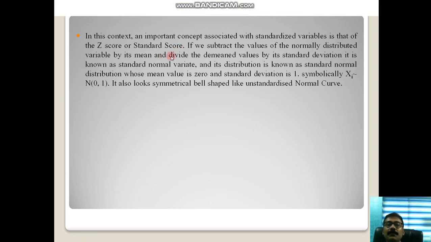Now in this context, an important concept associated with standardized variables is the z-score or normal score. If we subtract the mean from the values of the normally distributed variable and divide by its standard deviation, then it is known as standard normal variate, and its distribution is known as standard normal distribution, whose mean value is 0 and standard deviation is 1. Symbolically we can write zi is distributed normally with mean 0 and variance 1. It looks like a symmetrical bell shape, like the unstandardized normal curve.